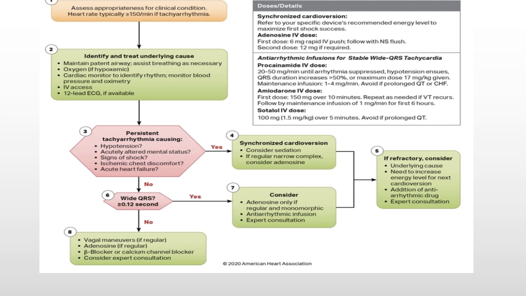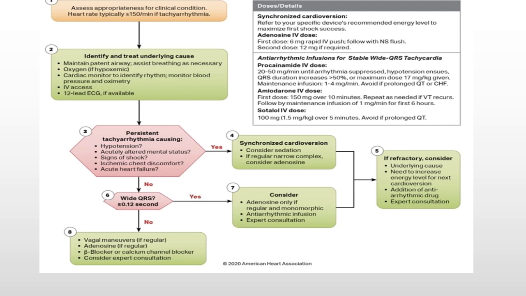Signs of shock. What are the signs of shock? Patient's blood pressure will drop, patient will be tachycardic, there will be decreased urine output. So if any of these is present, then it's a symptomatic tachy. Any chest pain or signs of acute heart failure. So if any of the symptoms is present, then you will do synchronized cardioversion, and if they are not present, then you will assess QRS complex.